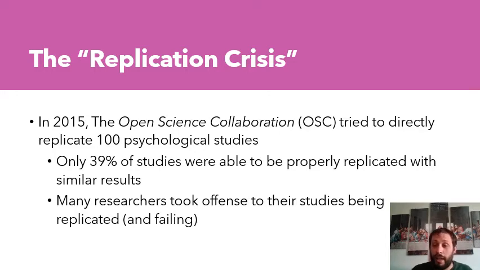This caused a lot of debate in the field, and a lot of people were very mad at this because many researchers took offense to their studies being replicated and oftentimes failing because of this. However, the Open Science Collaboration was just doing their job in trying to replicate these scientific studies with direct replication techniques while trying to replicate the methods that the psychological studies did. And with that, as we would expect with these 95% of studies being directly replicable, we only found that 39% of the studies were able to be properly replicated.